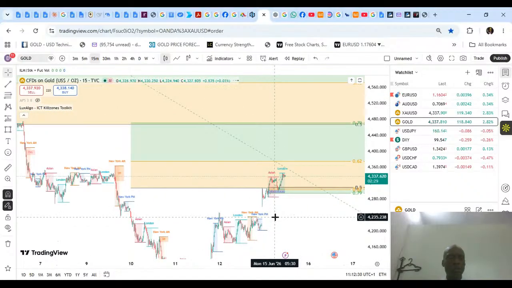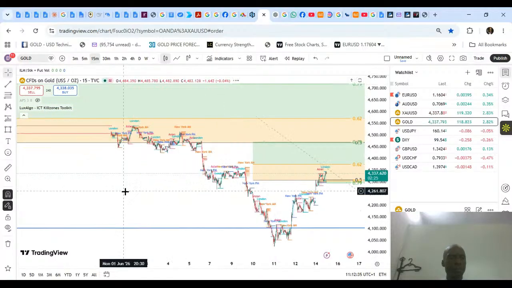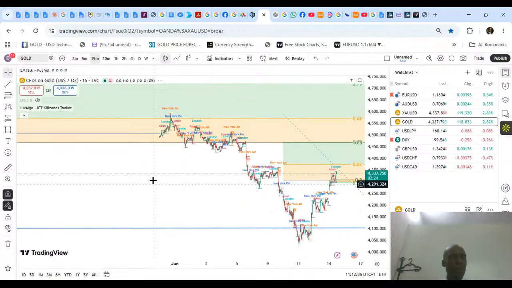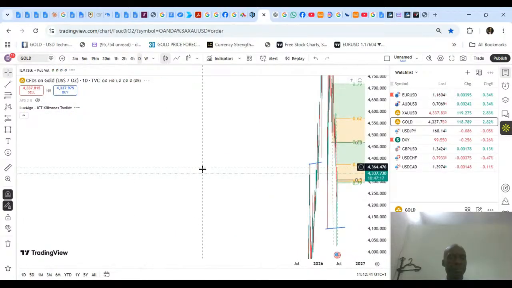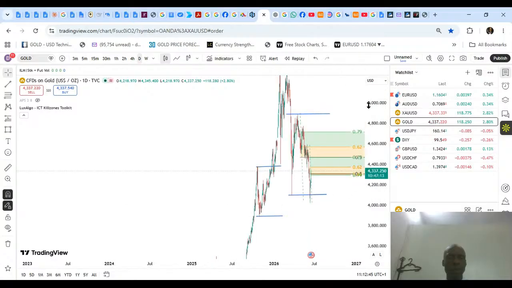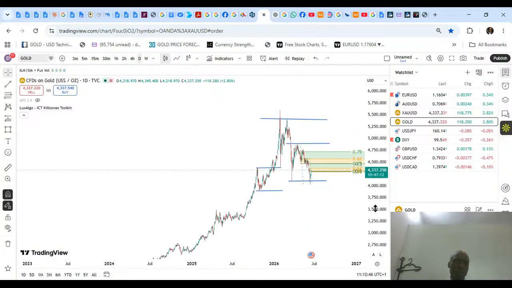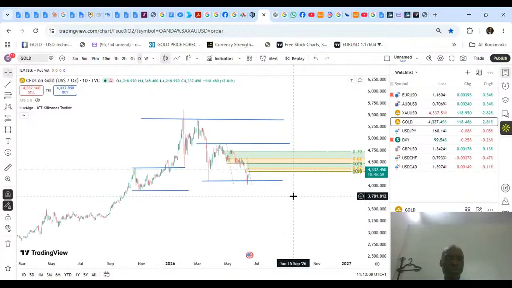Okay, so we're looking at gold. Let's look at the daily time frame. So in our analysis, we can see that I've already marked out the gold, but I will explain the market to you.